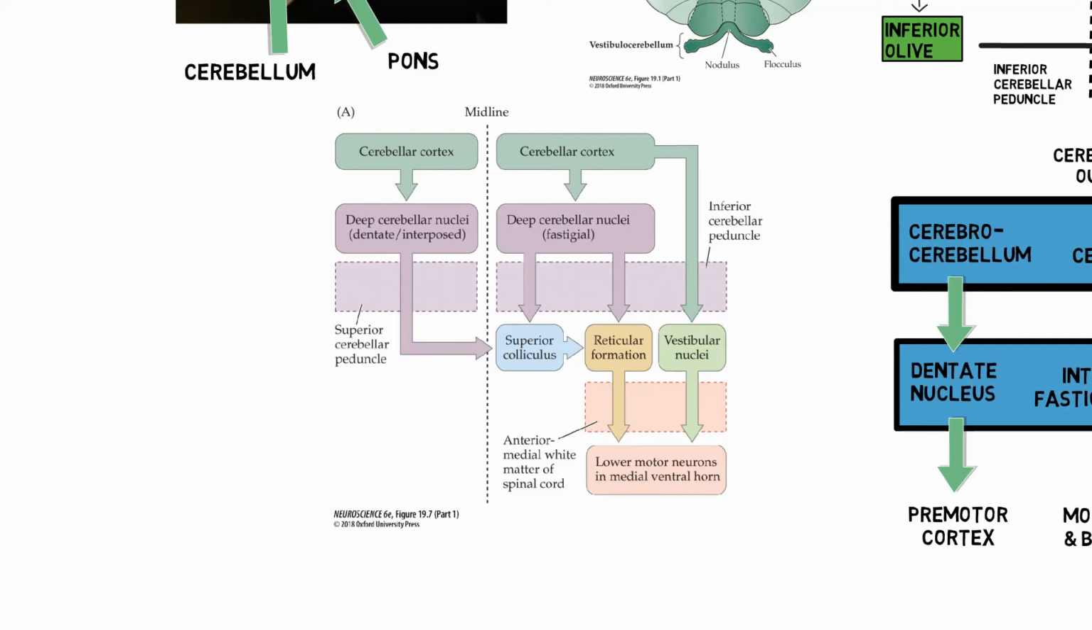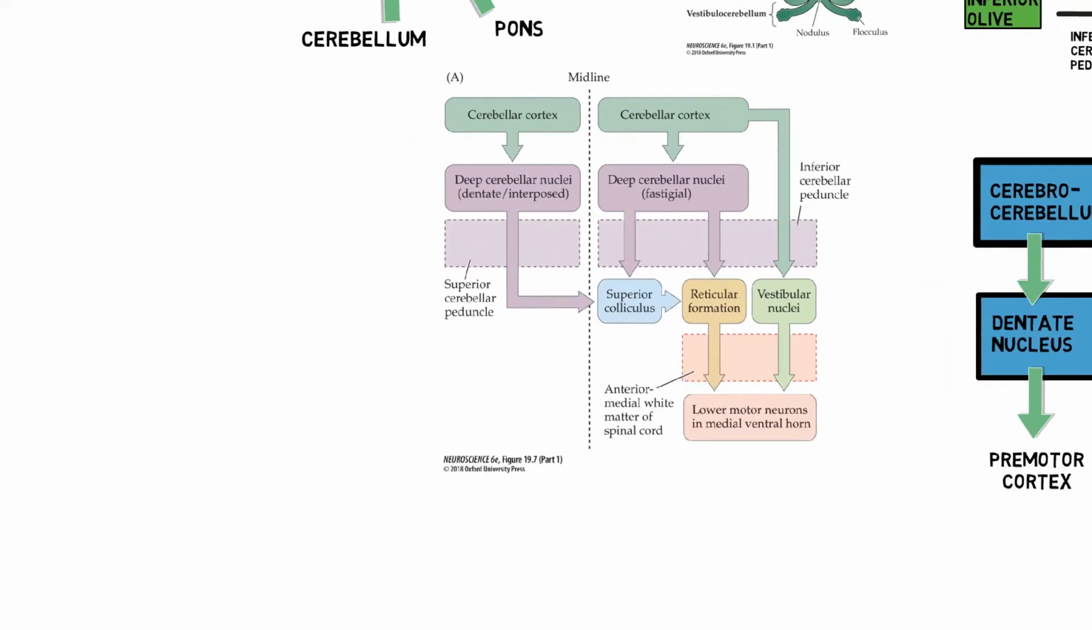The cerebellar cortex can project its signal directly to the vestibular nuclei of the brainstem through the inferior peduncle. The reticular formation and the vestibular nuclei send their signals to the lower motor neurons of the spinal cord.